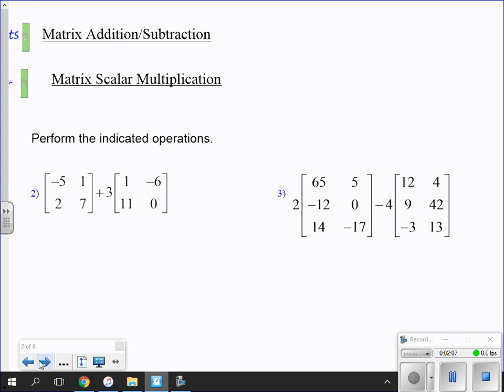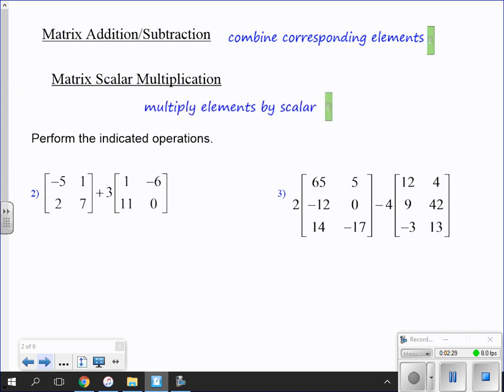Okay, matrix addition and subtraction. Speaking of which, combine corresponding elements. If I'm adding two matrices, then I add up the corresponding elements. The one that's in A11 in one matrix is added to A11 in the other matrix. And matrix scalar multiplication means you multiply the elements by a scalar, in other words, the number in front. You can only add matrices that are the same size, because if they are not the same size, they do not have corresponding elements. They absolutely need to have corresponding elements.